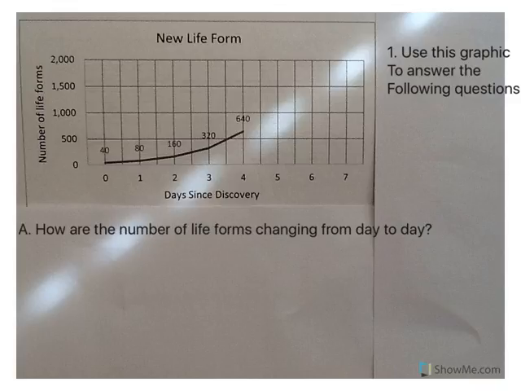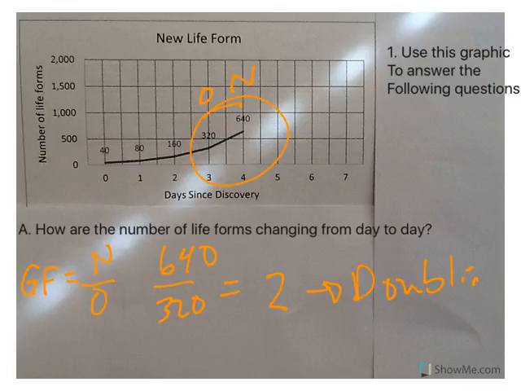Well, I'm just going to use these last two. This one's new and this one's old. So I can find a growth factor. Growth factor describes how they're changing by taking new divided by old. So 640 divided by 320 is 2. That means they are doubling. And you might have just seen that by looking, but now if I'm using a problem, my growth factor is 2.